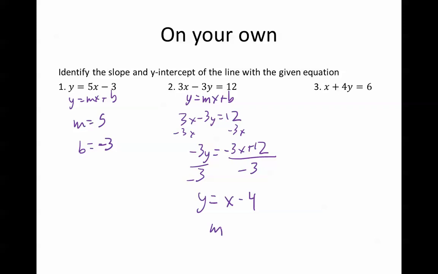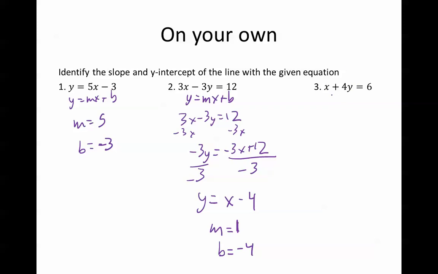Which means my slope, now I didn't write the number here, but we know that when it's just a single x or a single y, there is a 1 in front that we're not writing, right? It is an implied 1. So my slope is 1 and my y-intercept is -4.